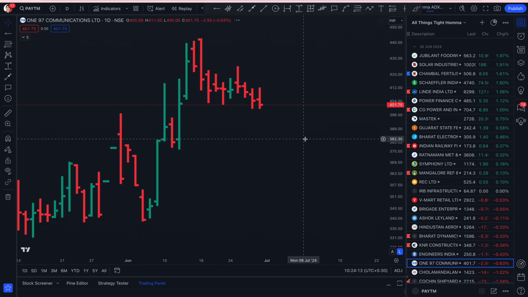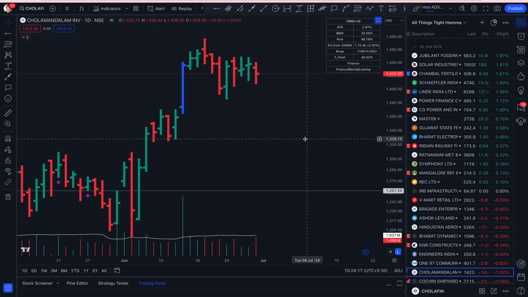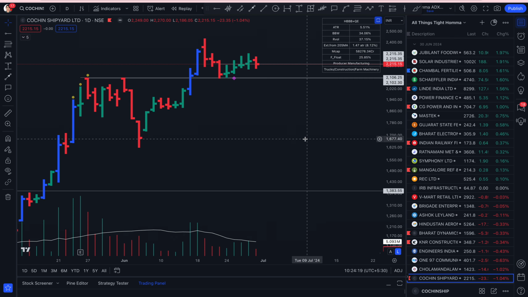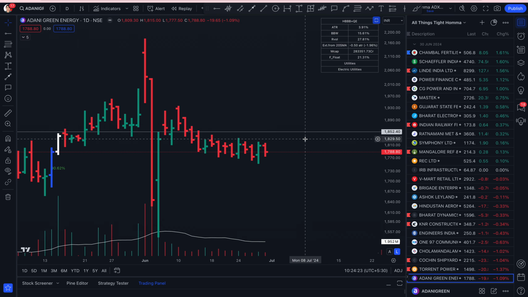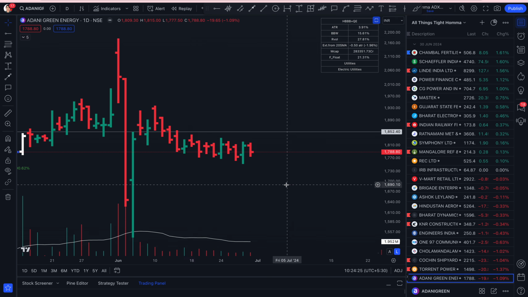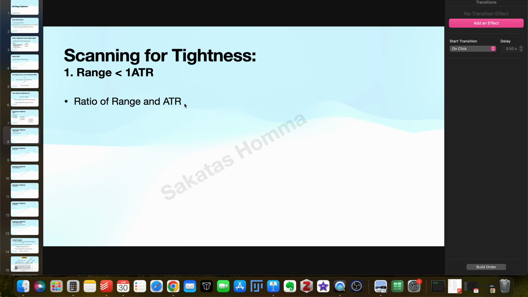Engineers India, really tight. Let's not talk about Paytm. Cholamandalam, tight. Cochin Shipyard, tight. Torrent Power, tight. Adani Green, tight. Although I don't like this, it's still tight, okay? So that is basically the number one way you can scan for tightness.